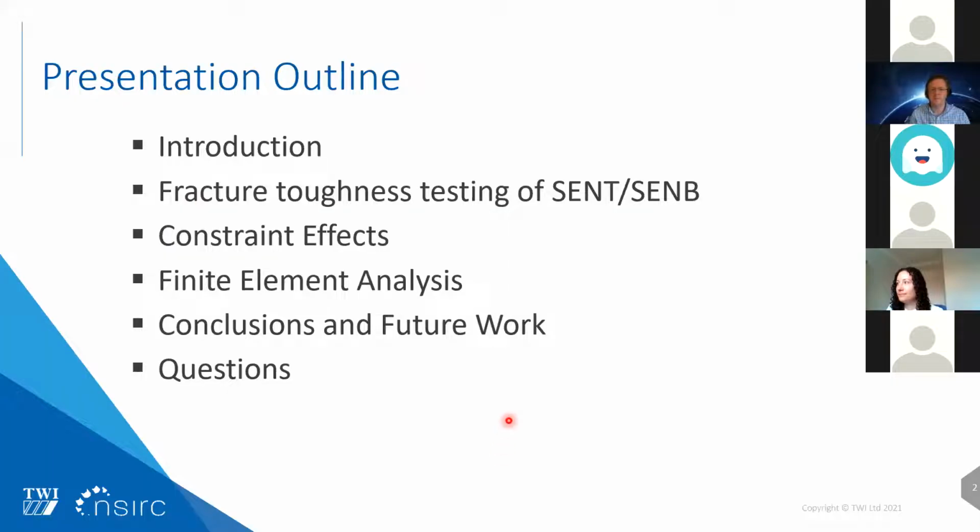This is a brief outline of what I'll be presenting today: an introduction to the project, the testing method that will be employed, a bit on constraint, finite element analysis, conclusions, and future work.